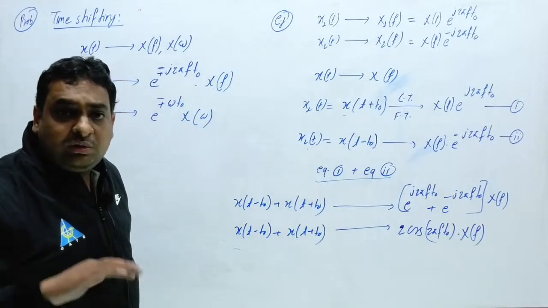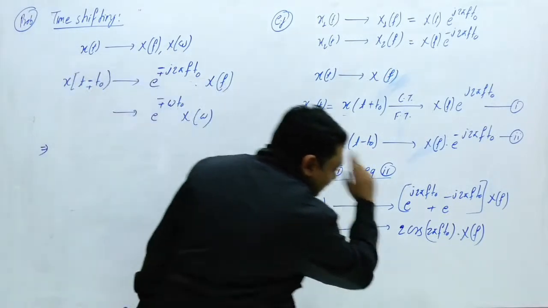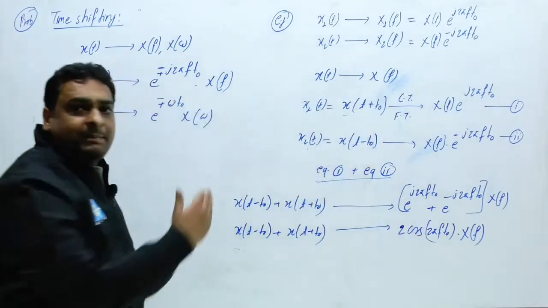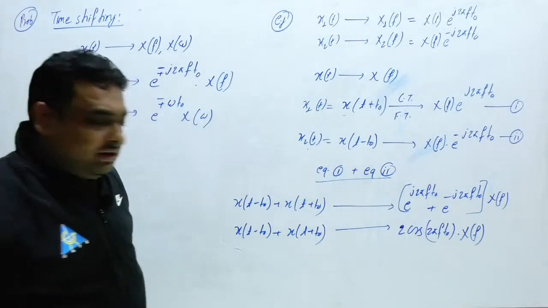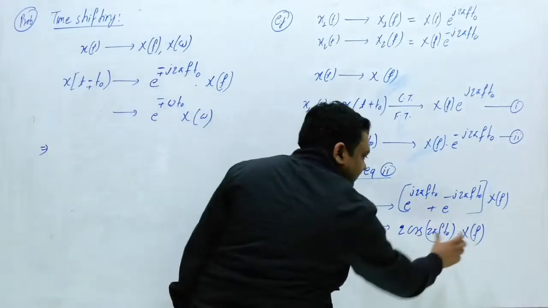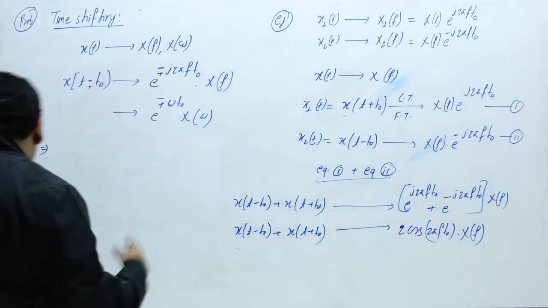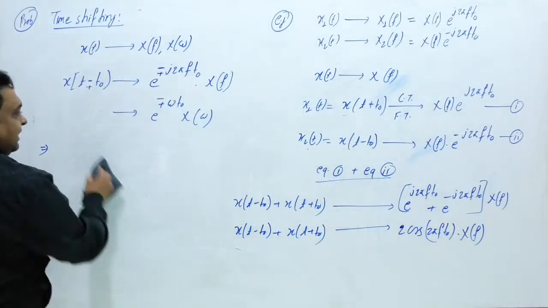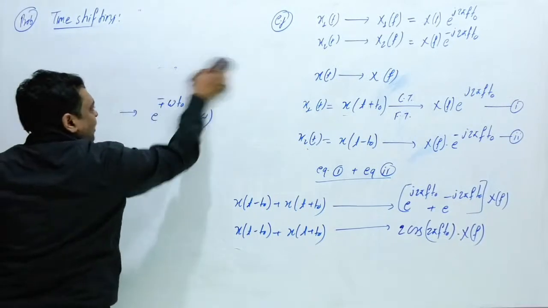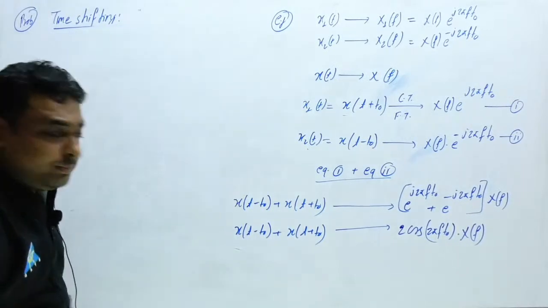Now I am going to take the reverse property. If I multiply cos here, what will happen in the time domain? If x(t) Fourier transform is X(f), how do you remember this? This is the new property.